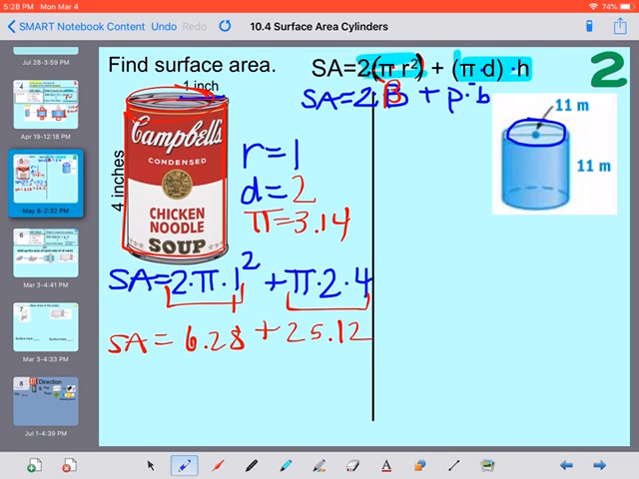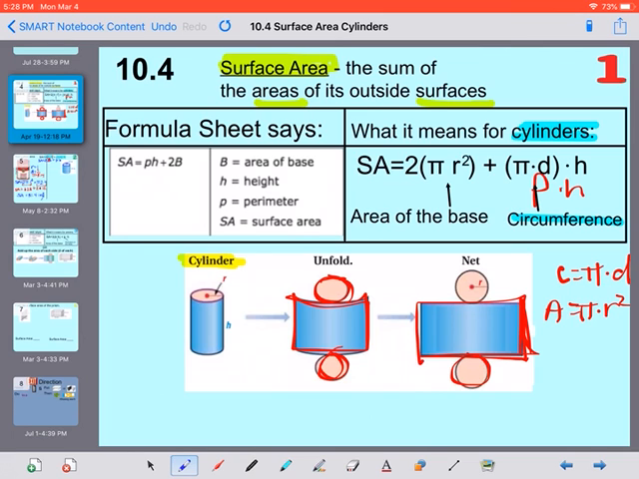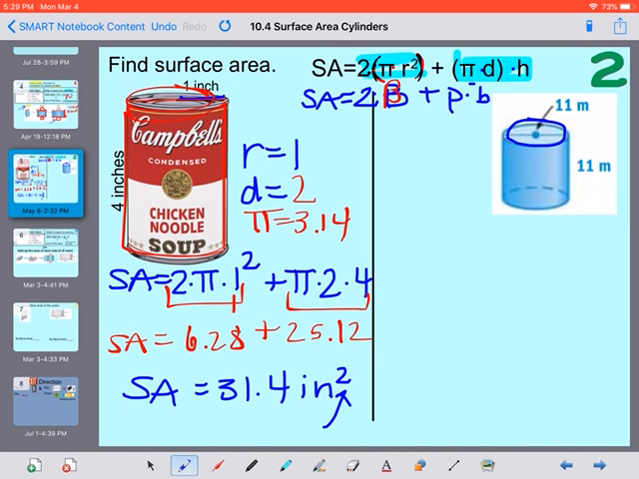If we add those 2 together, our total surface area, the 2 bases plus the piece around the edge, is 31.4 inches squared. The reason we put inches squared is because this is a flat surface area, or a net as we like to call it, because this is two-dimensional when we lay it flat. Volume would be cubed. We want just the power of 2 because it's like surface area flat.